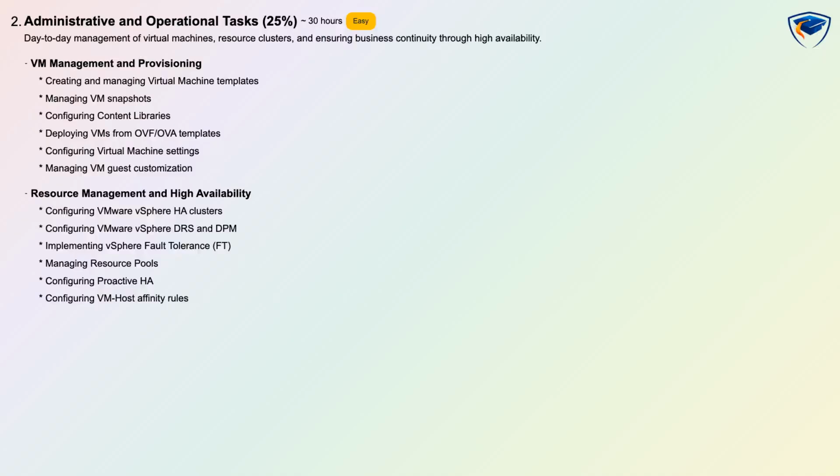Resource management topics include configuring vSphere HA clusters, setting up DRS and DPM, implementing fault tolerance, managing resource pools, and configuring proactive HA and VM to host affinity rules. This domain tests your day-to-day operational skills and ability to maintain business continuity through correct cluster and resource configurations.